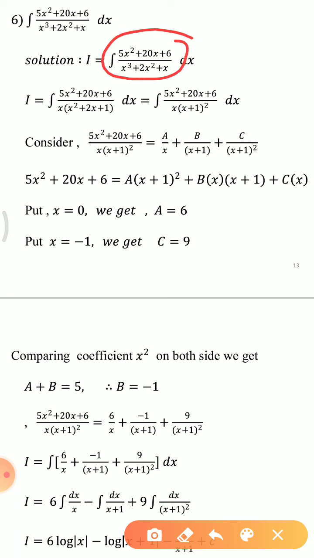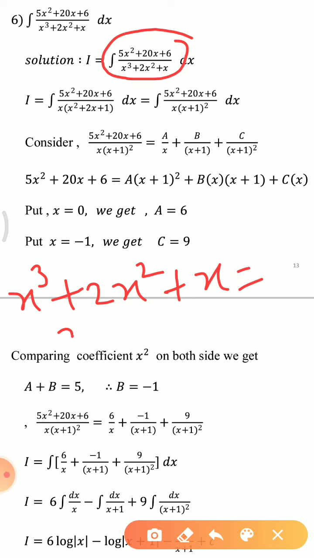Here the factors are not found directly. That means we have to first adjust the terms, or first take the common factor from the denominator here. That is, I is equal to integration of (5x square plus 20x plus 6) upon, and in the denominator we have x cube plus 2x square plus x here. Take x common here. If x is common, in the bracket remaining is x square, then x common from 2x square remaining 2x, and x common from x remaining 1 here. That means x into (x square plus 2x plus 1) in the denominator.